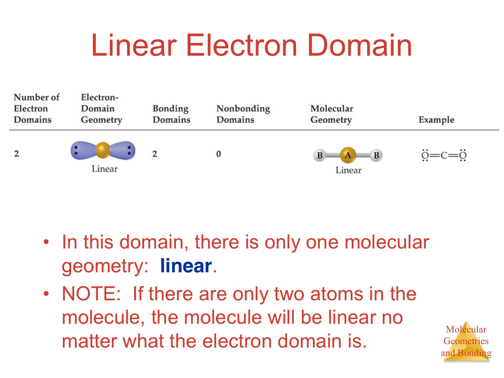So for a linear electron domain, we look at our number of electron domains. We have 2. Our electron domain geometry is therefore linear. If I have 2 bonding and 0 non-bonding, well, I can't have a shape if I only have 2 atoms. 2 atoms only form a line. There is no other possible shape. 3 atoms do the same thing. If there's no other electron domains, we only have a linear shape.